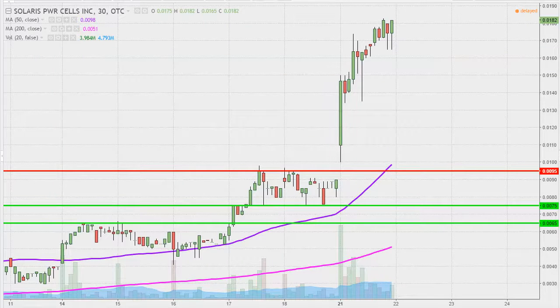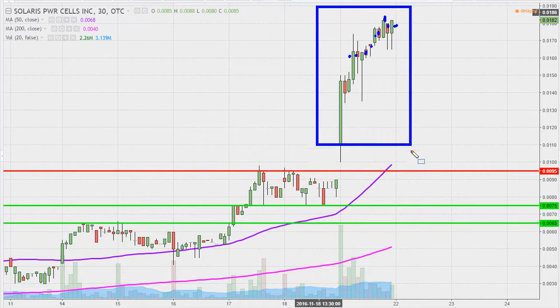Real quick, what do I mean by 30-minute in case maybe you're new to charts? Instead of each one of these candlesticks representing 1 day's worth of price action, which is what you would normally see, each one represents 30 minutes. So while this may look like several days' worth of time right there, it's actually just today's price action broken down into 30-minute time slices.